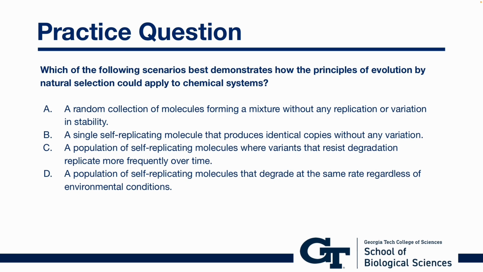So again, that's our practice question where we're asked how natural selection can apply to a chemical system. We can't really talk about evolution because it's not happening in a live system. But we can again see that when we have these molecules that can replicate, there is some form of selection going on. And in this case, we have self-replicating molecules that resist degradation and that replicate more frequently. So we have two forms of selection that give it an advantage right here. So our correct answer is C, right? Without any variation, no selection, degrade at the same rate, there's no benefits to that. And then randomness. So again, none of these are the correct answer. C is the correct answer because we have some kind of selective advantage.